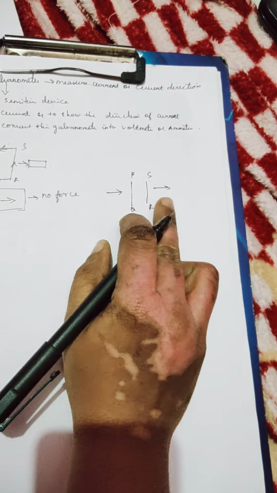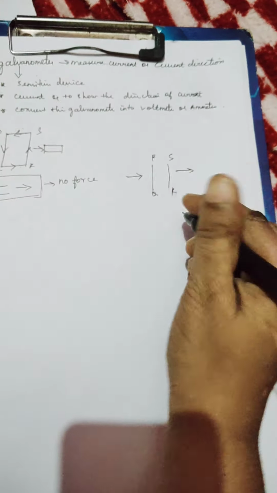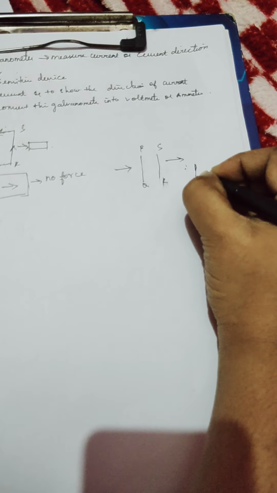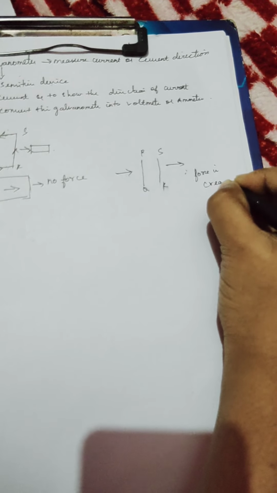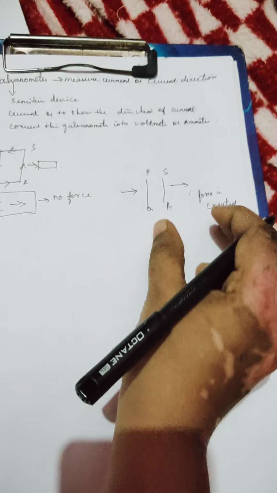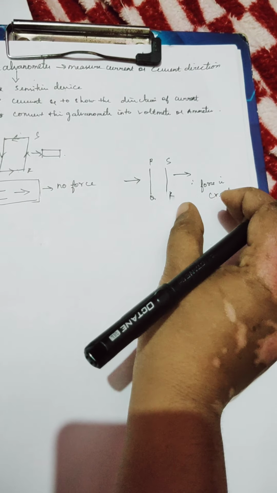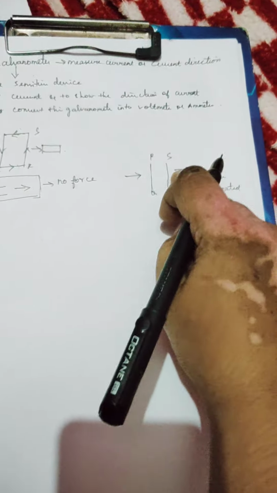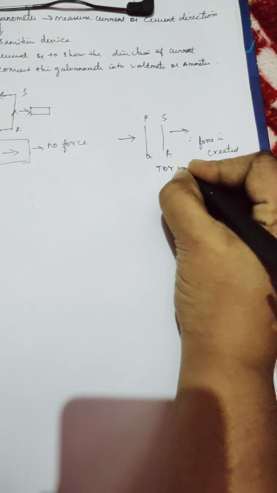Now when you look at the sides PQ and SR, the magnetic field is perpendicular to this rectangular coil. When it is perpendicular, there will be a force. By this force the rectangular coil starts to rotate. The rotating effect we easily call torque. Torque is nothing but a rotating effect.